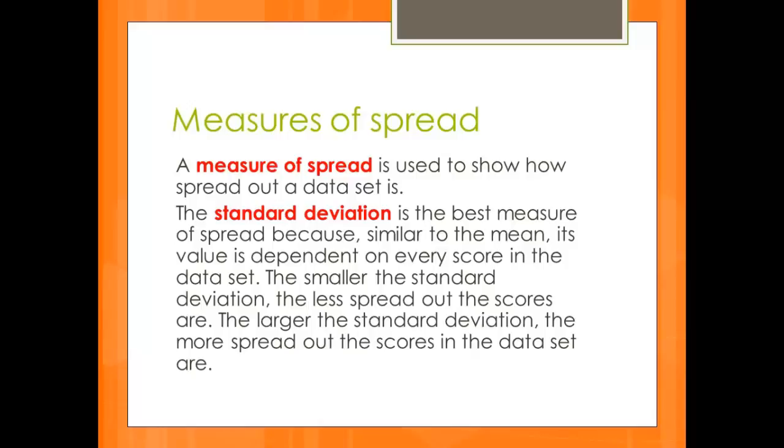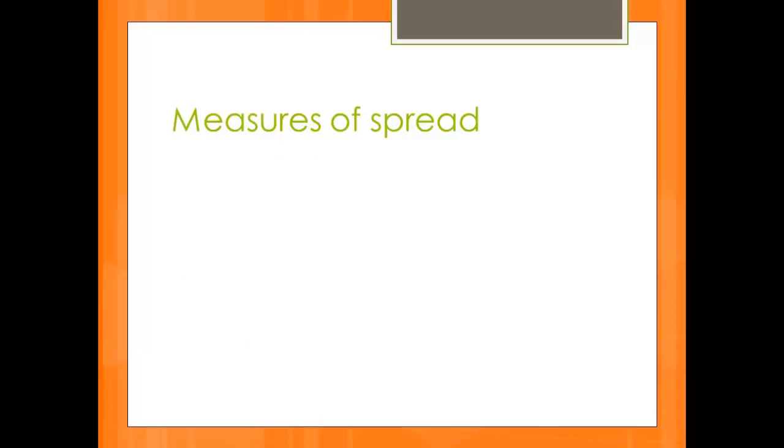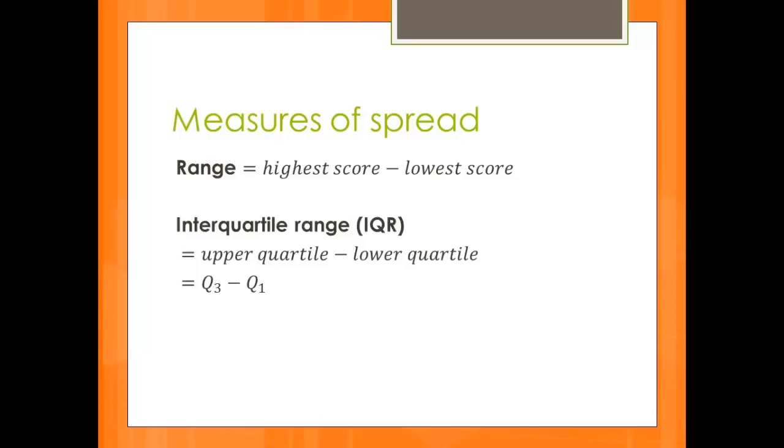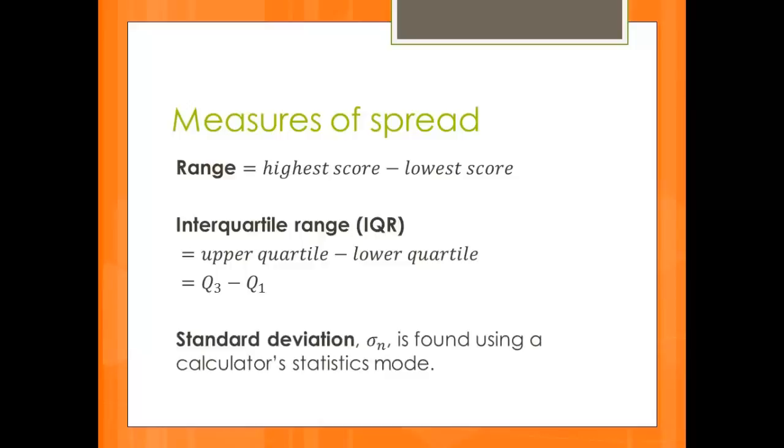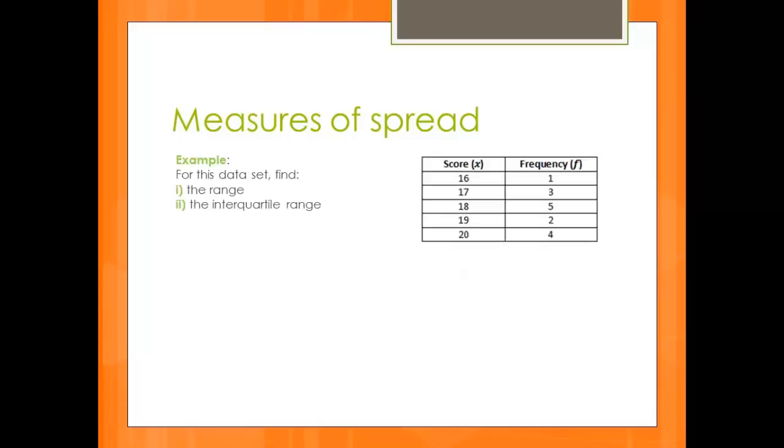We'll be looking at the range, which we calculate by subtracting the lowest score from the highest score, the interquartile range, or IQR, which is found by subtracting the lower quartile from the upper quartile, and the standard deviation, represented by sigma n, which we find using the calculator's statistics mode.